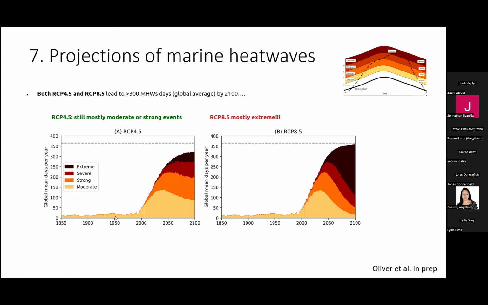So the 7th area is being able to do projections of marine heat waves. And again, using 2 different climate scenarios. For example, a representative concentration pathway 4.5 shows that by the year 2050 or so, we'll have very many extreme heat waves, but we'll have an increasing number of strong and severe heat waves. If you use the 8.5 scenario, which is the most extreme, and I hope we're not on that trajectory anymore, you can see that we start to have many more extreme marine heat waves towards the end of the century.